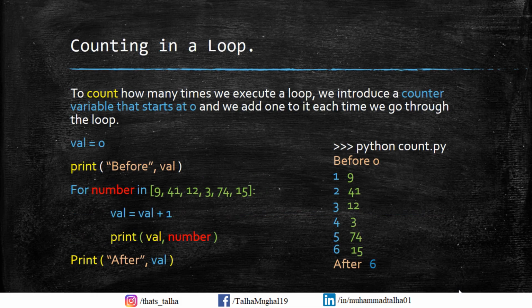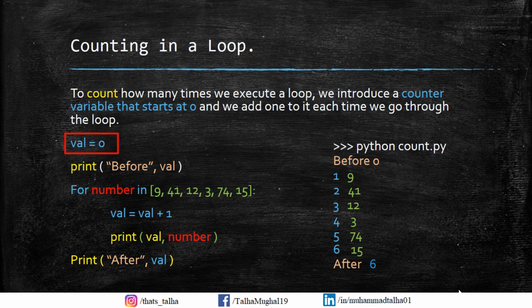So as a first example, I'm going to discuss counting in a loop. In other words, we will try to count the number of iterations that will be performed in a certain loop. To count how many times we have executed a loop, we introduce a counter variable that starts at 0, which means that at the very beginning of the program, that counter variable will have a value of 0 in it. And then we will add 1 to it each time we perform an iteration.